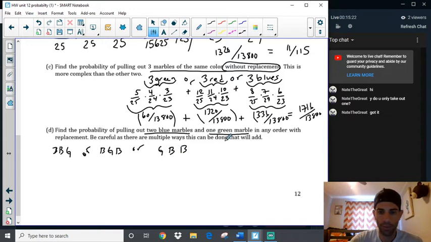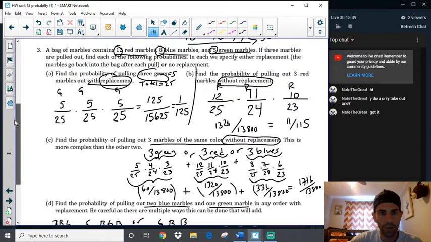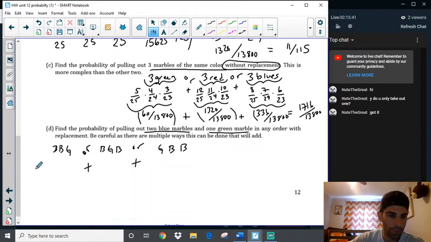Now this one is going to be replacing it. So when you pull out the marble, then you put the marble back. Okay? So now you would find each probability, then add them up. So if you're going to do blue, blue, green, how many blues? I know there are 5 greens, right? And 8 blues. So this would be 8 out of 25 times 8 out of 25 times 5 out of 25. Because again, we're putting them back.